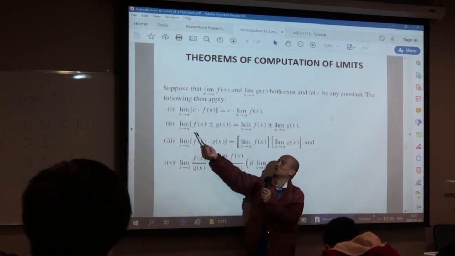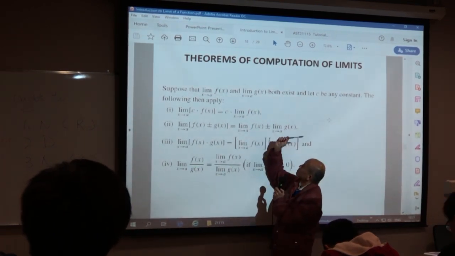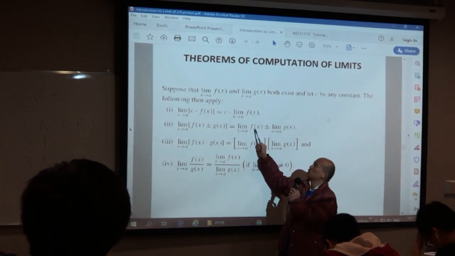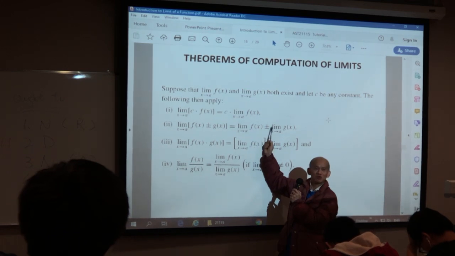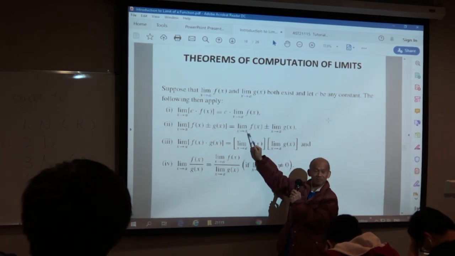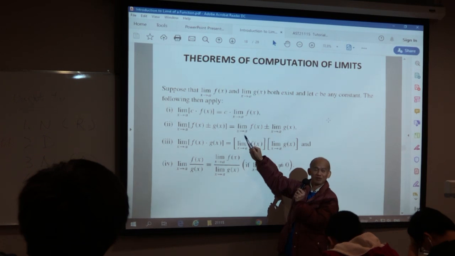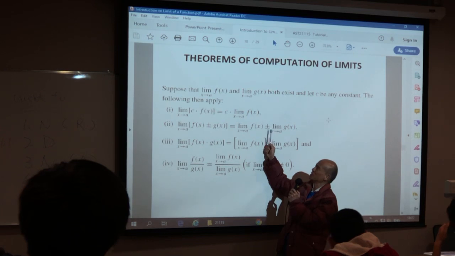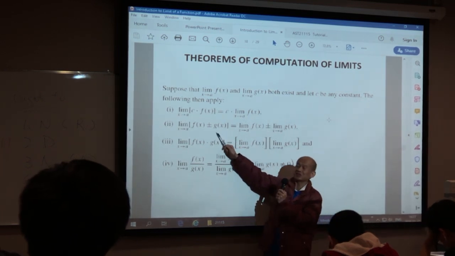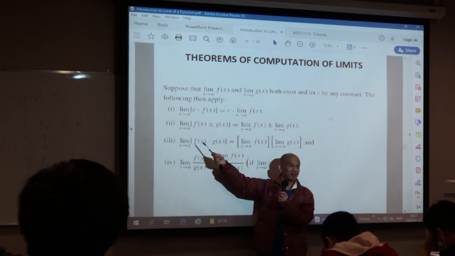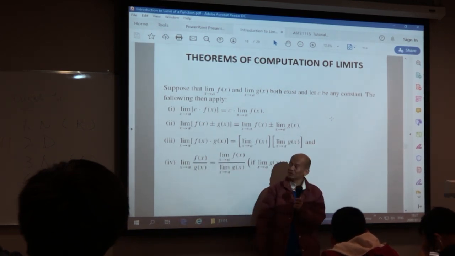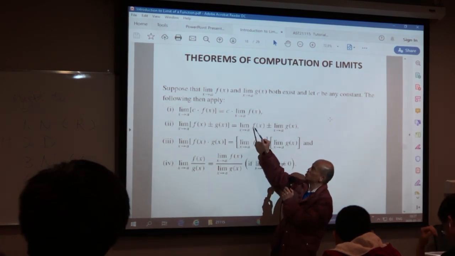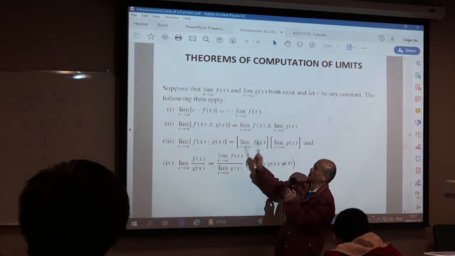However, for these two, the limits may not exist. If this one does not have a limit at this particular point, because we only talk about the point, or this one does not exist, then we cannot write on this side, but this side is well defined. It is a constant function. So it is not always true. It's only true when these two limits exist by themselves.